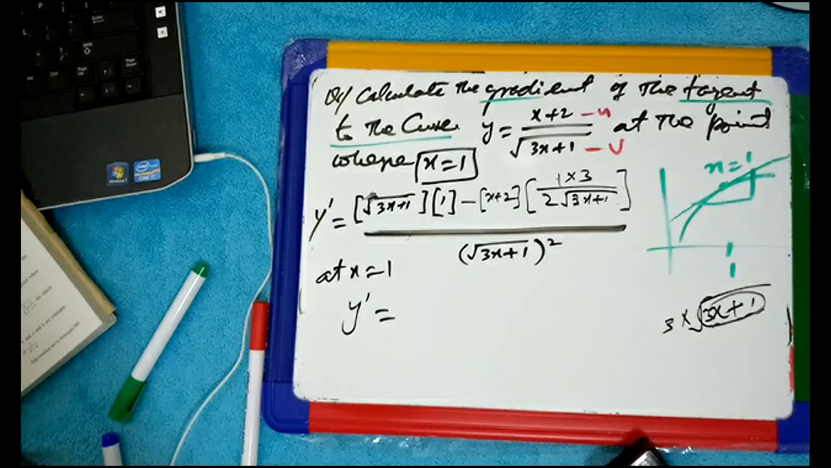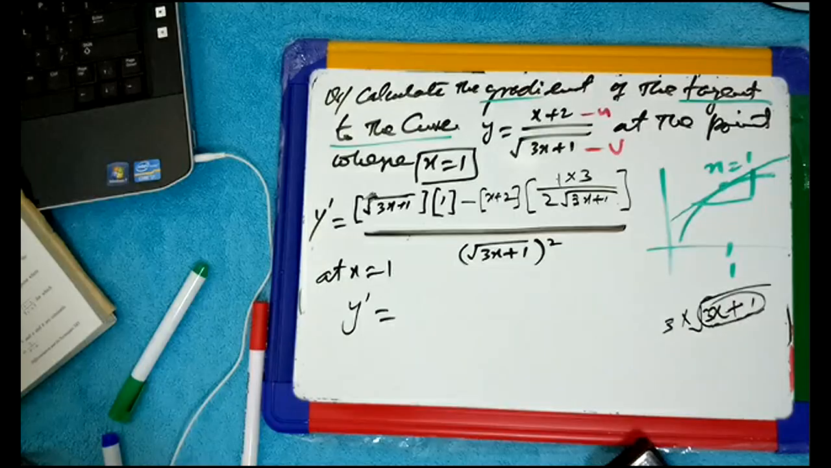And this one? It'll be minus 1 plus 2? Minus 3. No, 3. So 3. And over here, 3 over?